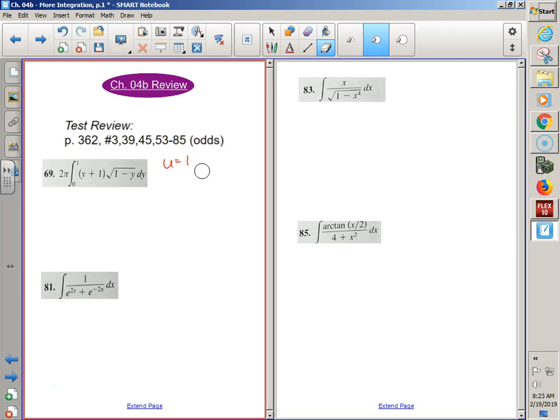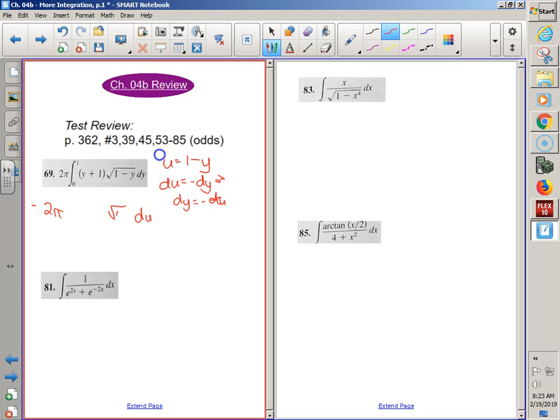Why do I need to change this to 1 minus y? Because I just said do the guy under the square root. du would be equal to negative dy, just like it would be for dx. So dy is equal to negative du. So when I go to plug in over here, I'm going to have 2 pi. I'm going to pull out the negative. When I go to plug in my du for dy, I'm going to have square root of u. And what on earth am I supposed to do with this guy?